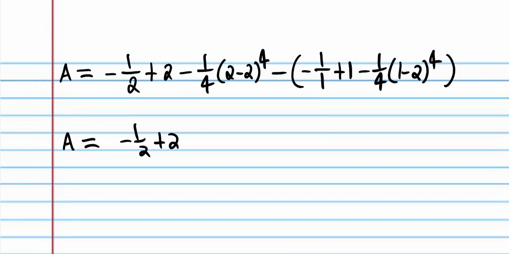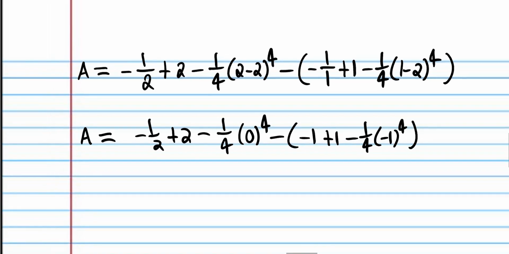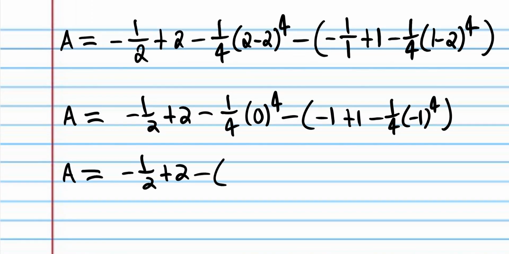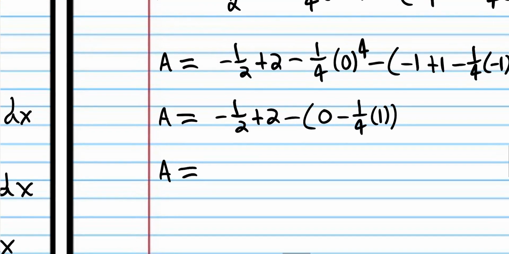So we have negative 1/2 plus 2 minus 1/4 times 0 to the 4th minus negative 1 plus 1 minus 1/4 times negative 1 to the 4th. You don't have to show every one of these steps. We're going really slow here. This obviously goes to 0. We have negative 1/2 plus 2 minus, well, these two terms, add them together, you get 0. And negative 1 to the 4th power is just 1. Again, I'm going a lot slower than I really need to go.